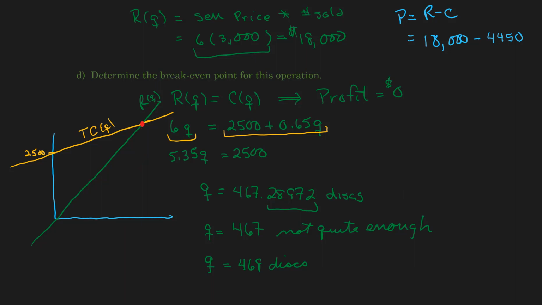Now, this occurs at, if we take this on down, Q is going to be on our x-axis, and dollars is going to be on our y-axis. This is going to be right about 468. In reality, this is a rounded value. The exact value is going to be this one, but when it comes time to actually manufacture them, I think you're going to have a hard time selling 0.28972 of a disc. It's a little bit over a fourth of a disc. Not too many people are going to buy that one. Real important concept here, the break-even point.